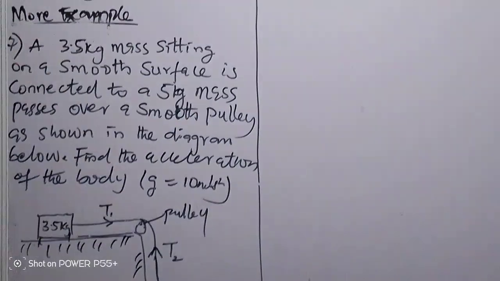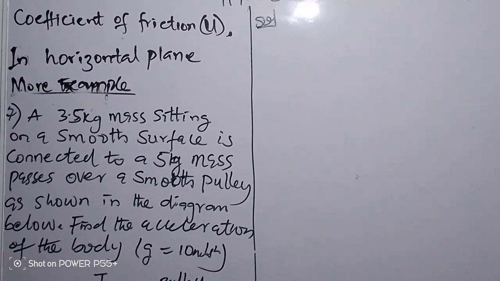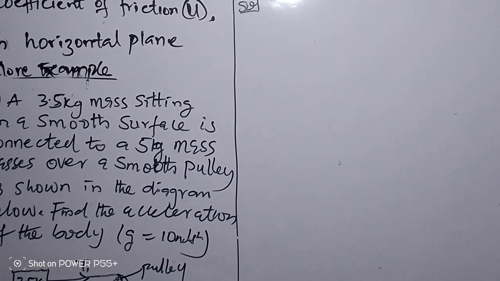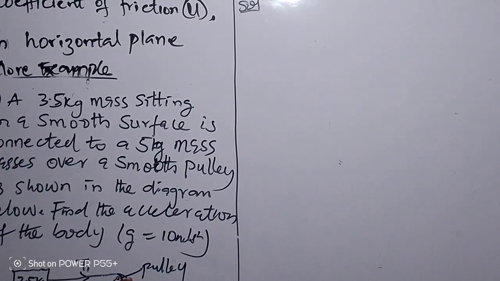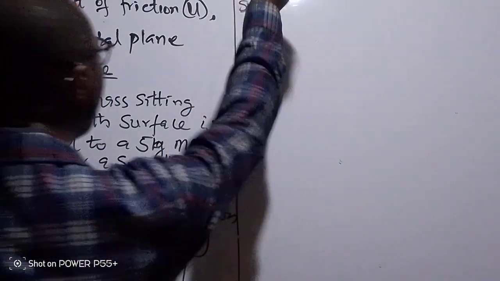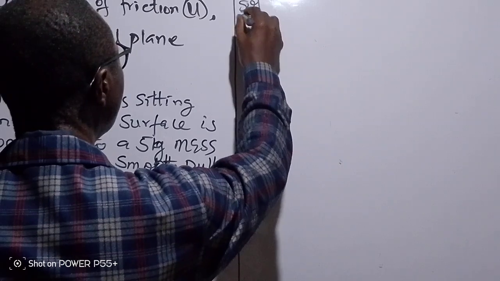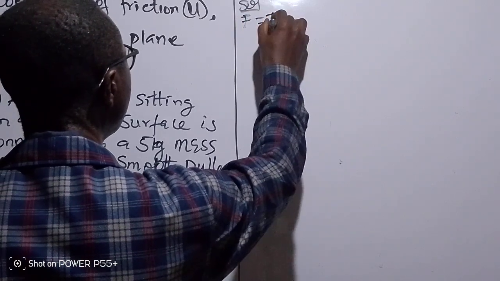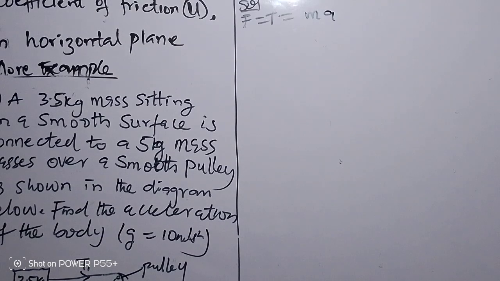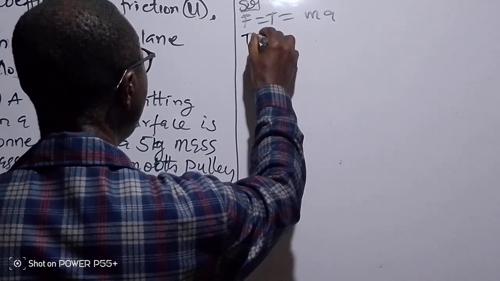When you look at the horizontal component now, this is tension, this is tension. The direction of the tension here is horizontal. So for the horizontal component, we can say that F is equal to T, which is equal to MA. That is, both the force and the tension here are the same thing. So we are going to have T is equal to MA.